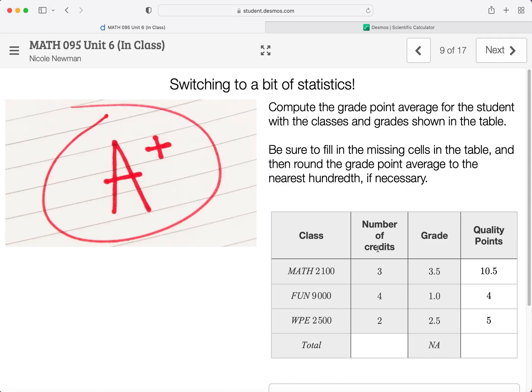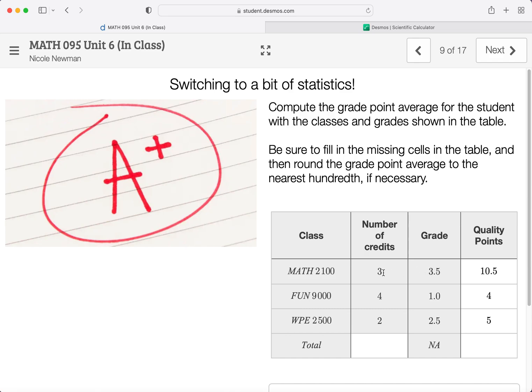To find a grade point average, we need to know the classes a person is taking. So I've listed math something and fundamental something in WPE. We need to know how many credits each course is worth, and we need to know the grade that the person is earning. To find a grade point average, we need to find something called the quality points. I already have them filled in here.